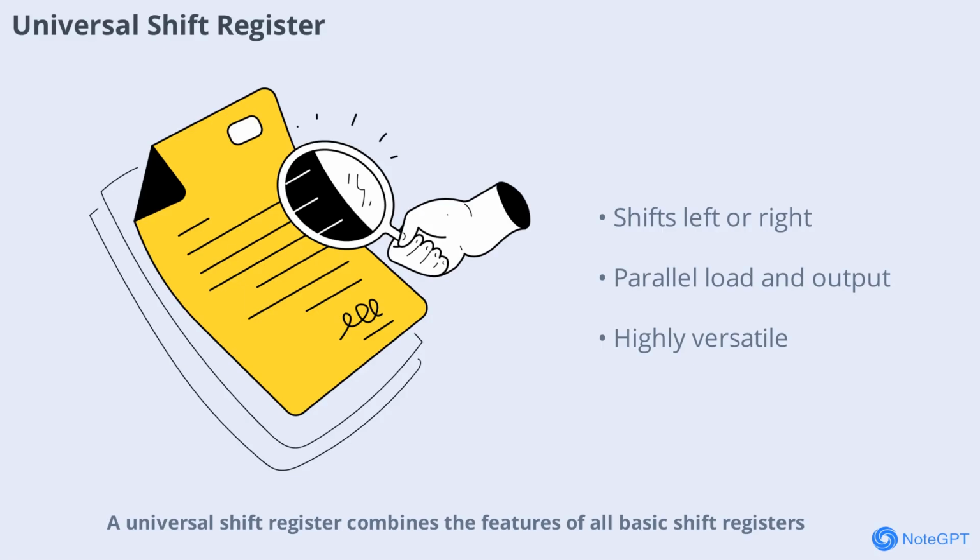A universal shift register combines the features of all basic shift registers. It can shift data left or right, load data in parallel, and output data in either serial or parallel form. This versatility makes universal shift registers valuable in complex digital systems where flexible data handling is required.